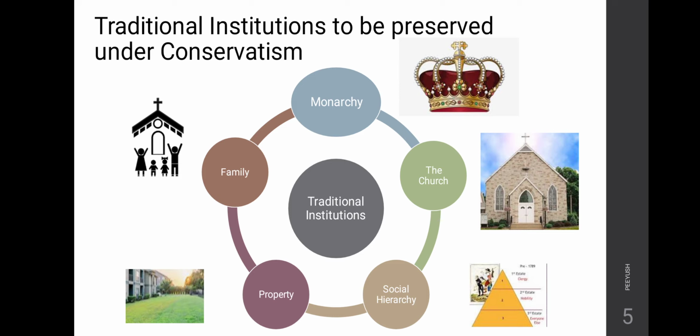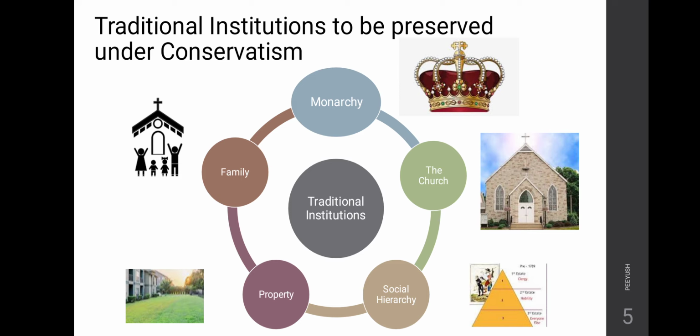The next institution that had to be preserved was the church, right? The power of the church, like in the old regime before 1789. Such institutions had to be preserved under conservatism.